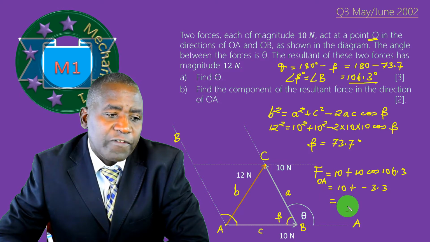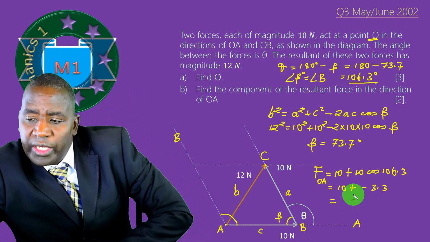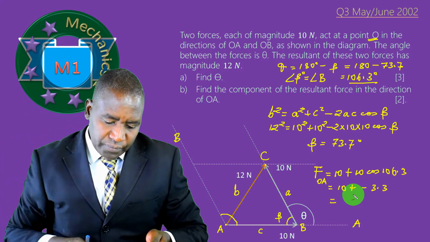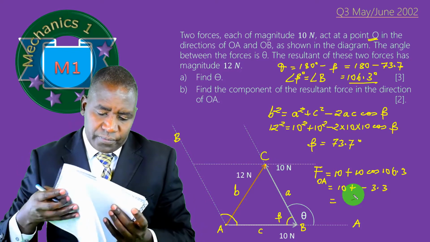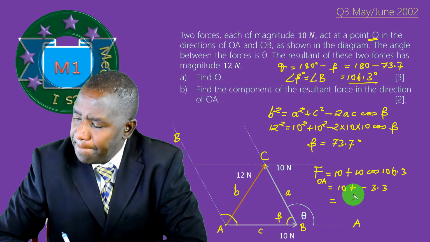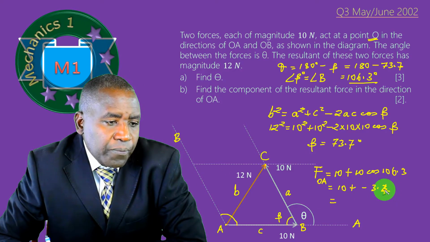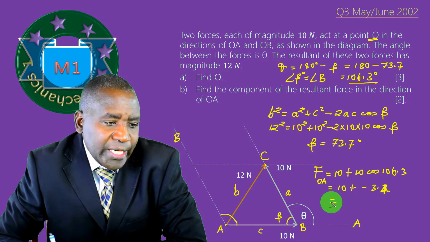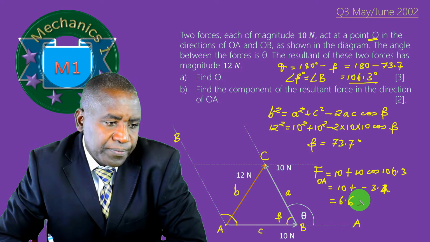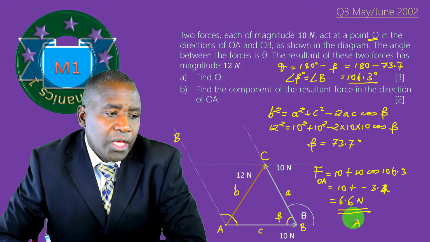And over there you're going to get, let me just check the answer because I had already worked it out. Actually, this value here is the 3.4, so that you get 6.6 newtons. That's how you work out that.